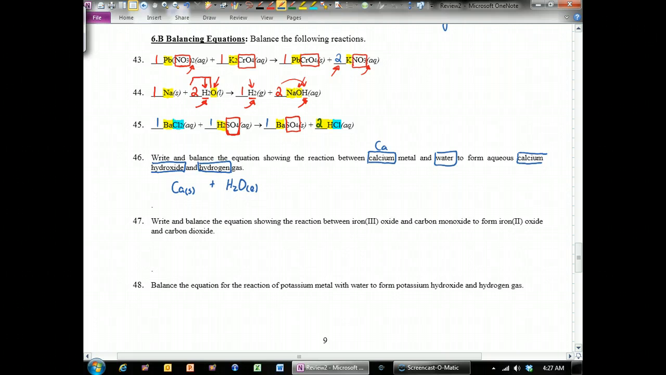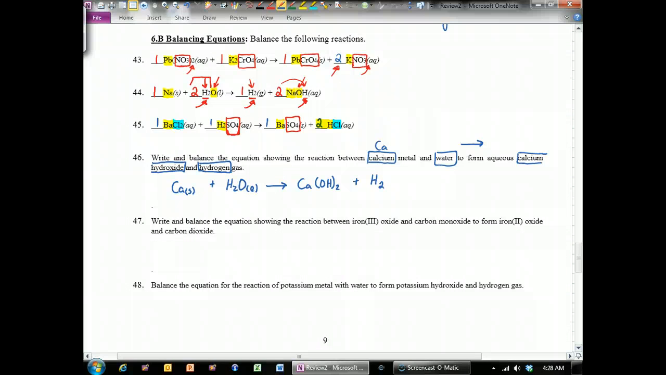And then "to form" is the arrow. An aqueous solution of calcium hydroxide. Calcium is +2, hydroxide is -1, so you need 2 hydroxides. And hydrogen gas. Hydrogen is one of the diatomic elements, so it's H2.